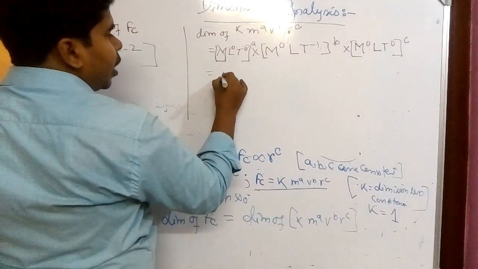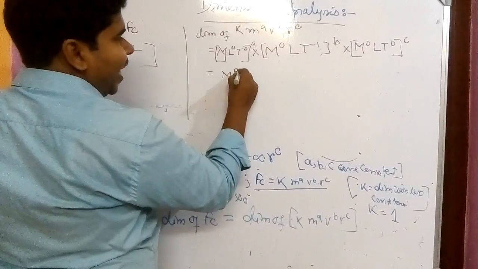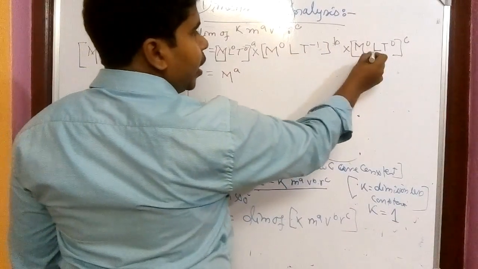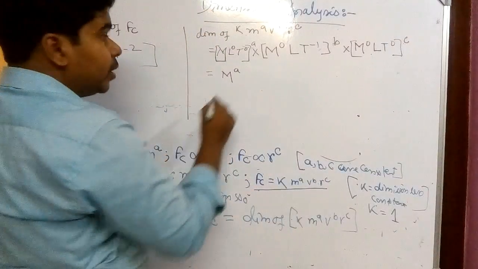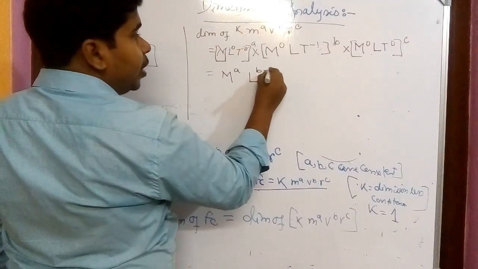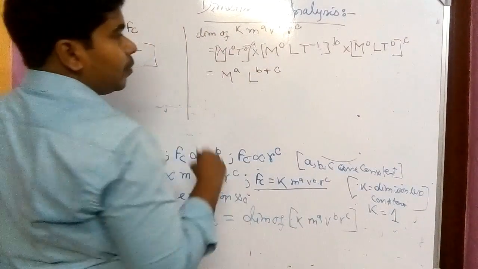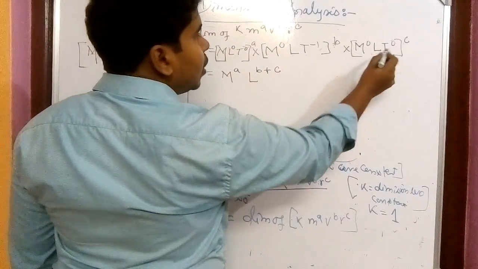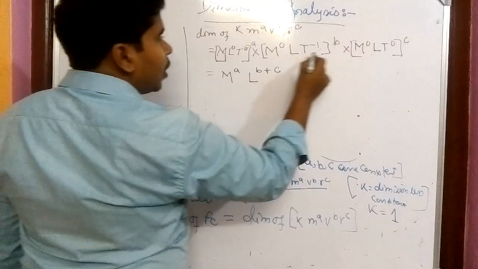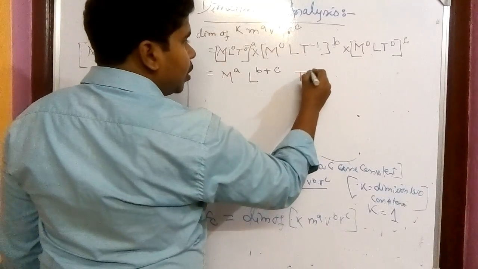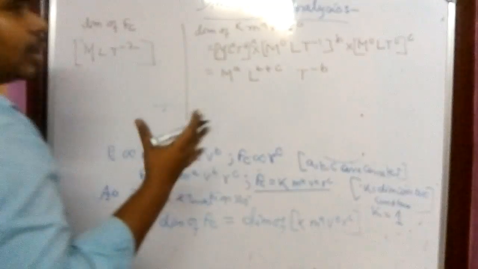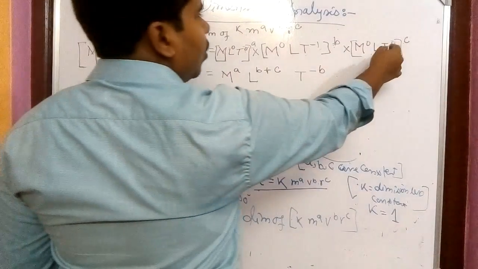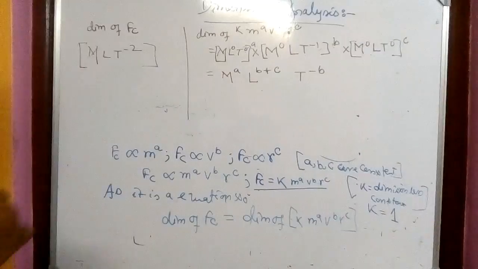So if you abolish, it will come M to the power A, and here you see L to the power B, and here L to the power C, right? So L to the power B plus C. T to the power, you see, minus B. Any more thing is there? T to the power minus B only, nothing else. Because here the power of M is 0, it cancels out. So this will come.